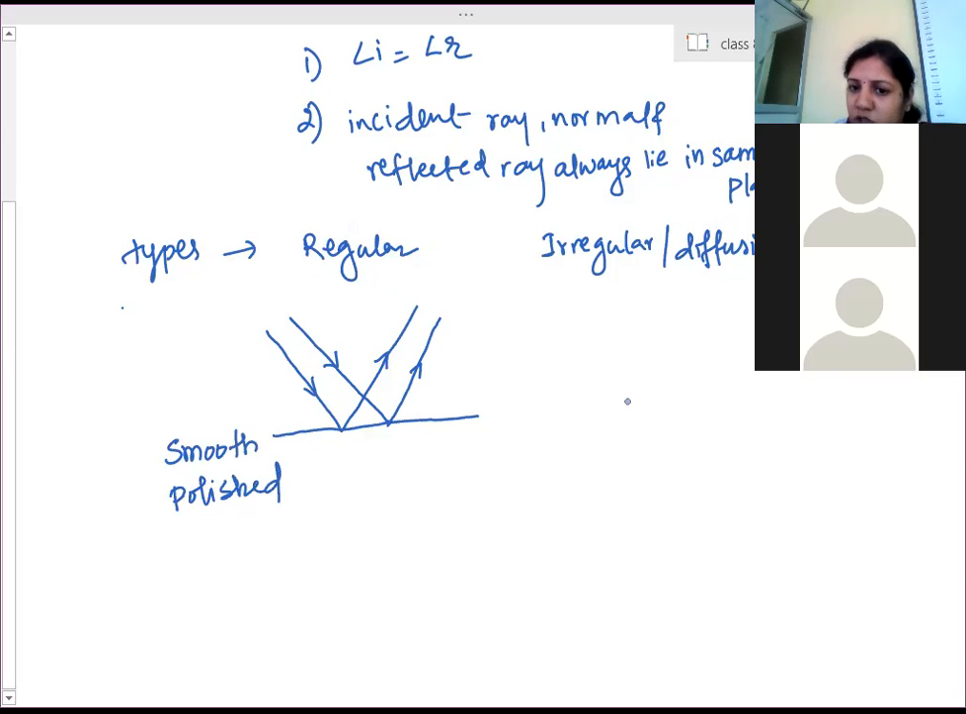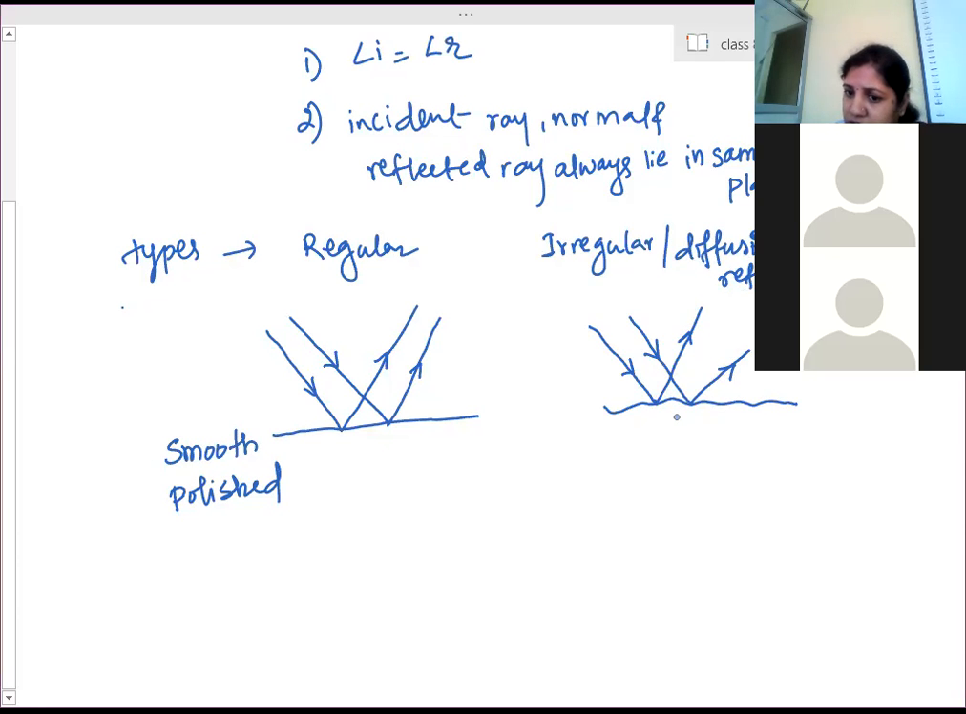And in case of irregular or diffused reflection, it is diffused, not diffusion. The incident rays which strike the surface are parallel to each other, but because of the unevenness of the surface, they follow the laws of reflection, but after reflection, they cannot be parallel to each other. Such type of reflection is called irregular or diffused reflection. Is it clear?